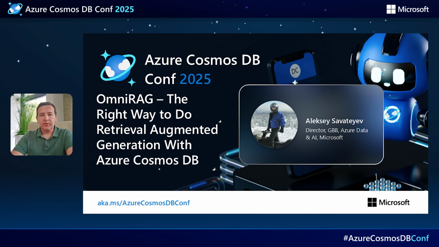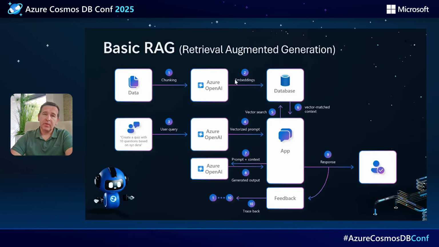Today, I'm going to present to you a new innovative design pattern called OmniRAG, which we think is the right way to do Retrieval Augmented Generation with Azure Cosmos DB. Let's start with basic RAG first. You're probably very familiar with this picture.